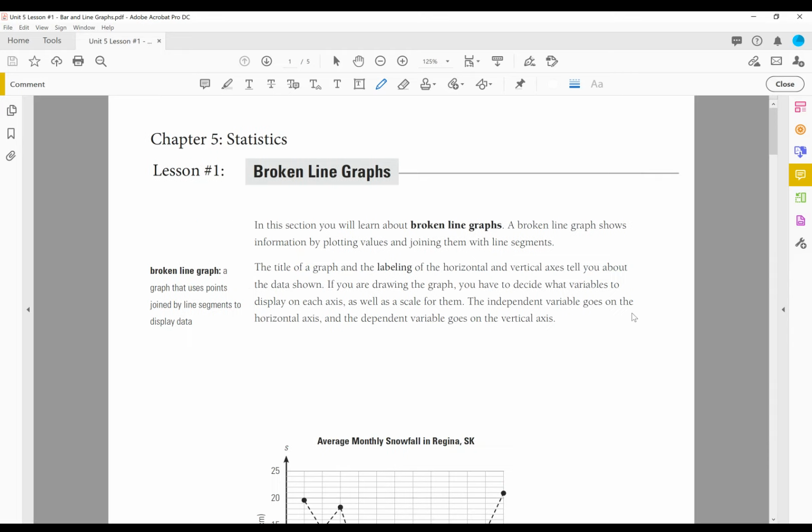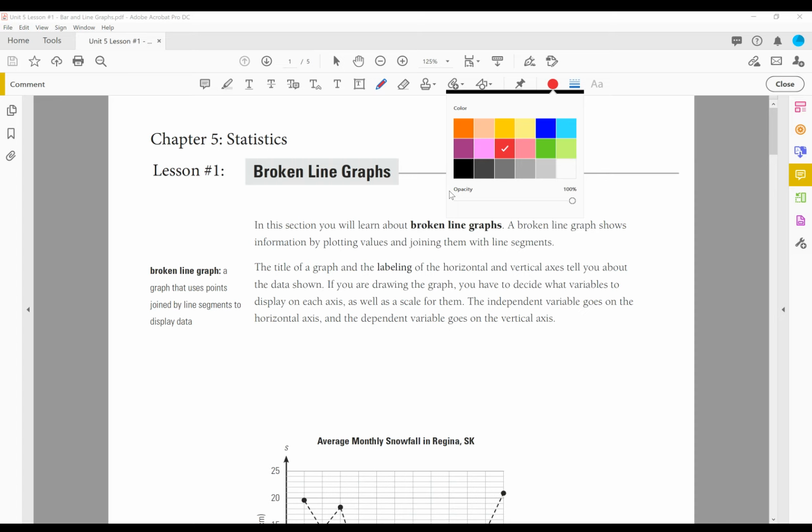Hello, ladies and gentlemen, and welcome to the last lesson in Math 20-3. I guess the last unit, I mean to say, in 20-3. This is the first lesson of Chapter 5. There will be 4 lessons for it. And this first lesson is on broken line graphs.